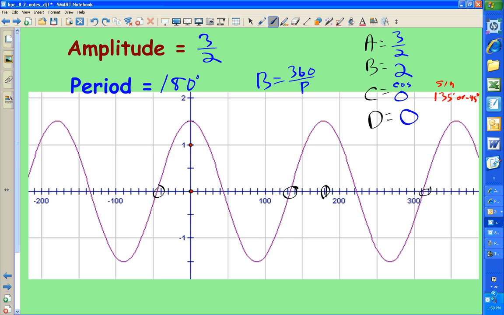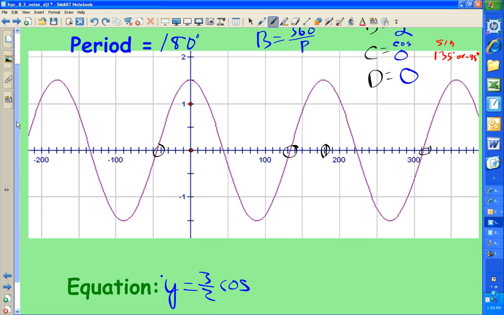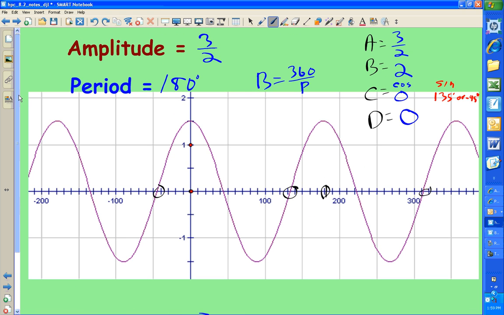Why was the period on block? Because the distance from this point to this point was 360, or this point to this one, or this one to this one. All the corresponding points were 360 apart. This one's 180 apart. So if we write our functions for this one, if we do cosine, y equals 3 over 2 times the cosine of 2x.